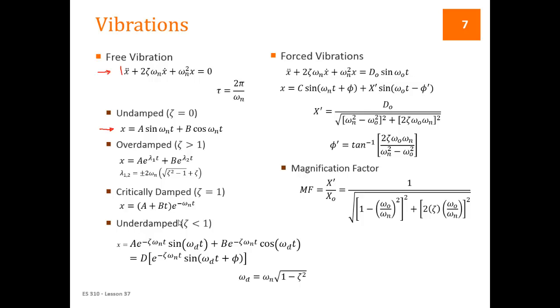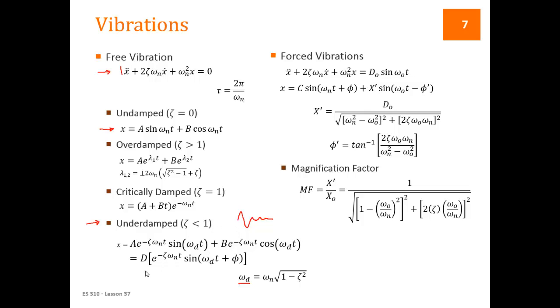Finally, the underdamped case, which is the most common, has zeta less than 1. So this is a situation where you have vibrations that eventually die out to 0. The solution here is x is equal to e to the negative zeta omega n t times a sine of omega d t plus b cosine of omega d t. Omega d is the damped natural frequency, which is a function of omega n and zeta. Once again, a and b can be found from the initial conditions.